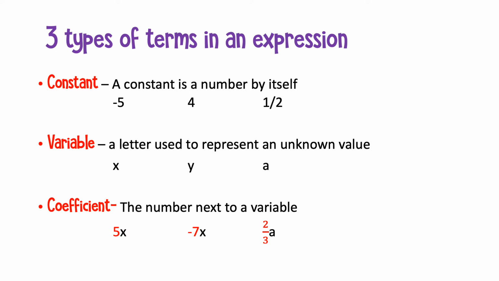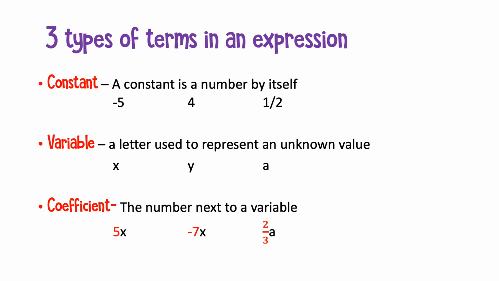We'll be using these words a lot. A constant is a number by itself, such as -5 or 4 or a half or a decimal number. These are numbers that do not have any other value next to them, so their value is constant. 4 is always worth 4. A variable is a letter, and it's used to represent some unknown value. We'll see x often, sometimes y, it could be a, it could be any letter of the alphabet.